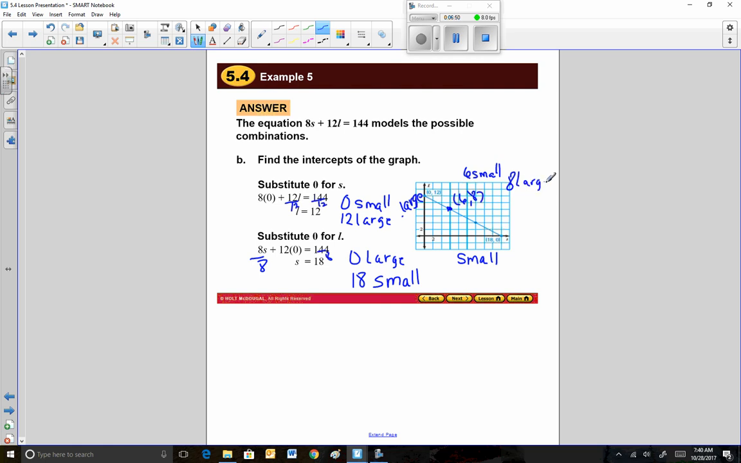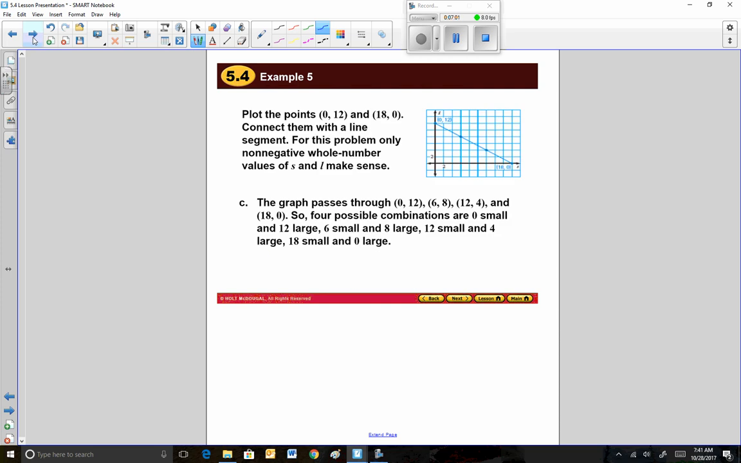Okay. And you could find another point right here. And you could find any point where the graph intersects perfectly on the background. All right, so they found 0, 12; 6, 8; 12, 4; and 18, 0, all representing the different situations of how many large vans and small vans you could have to get all the kids over to the library.